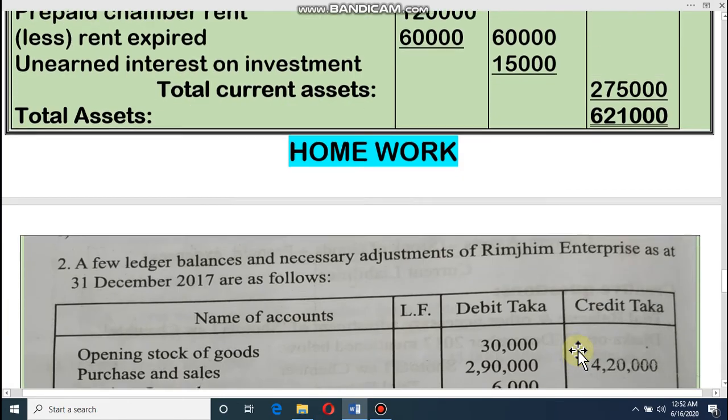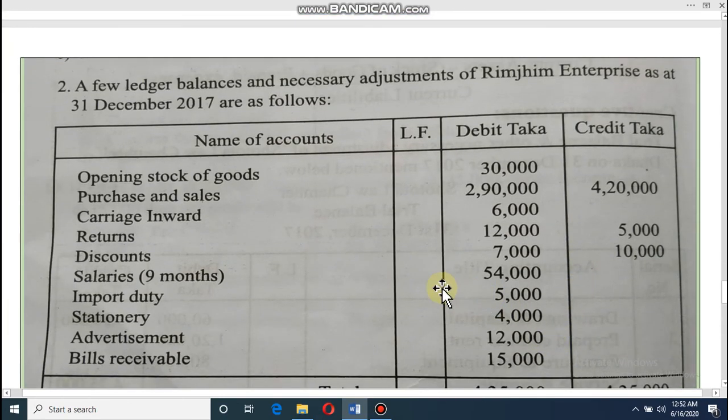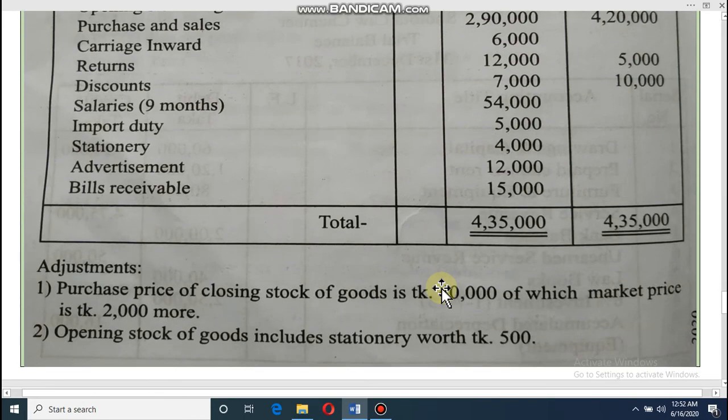Dear student, now homework. CQ2 you will do at your home.